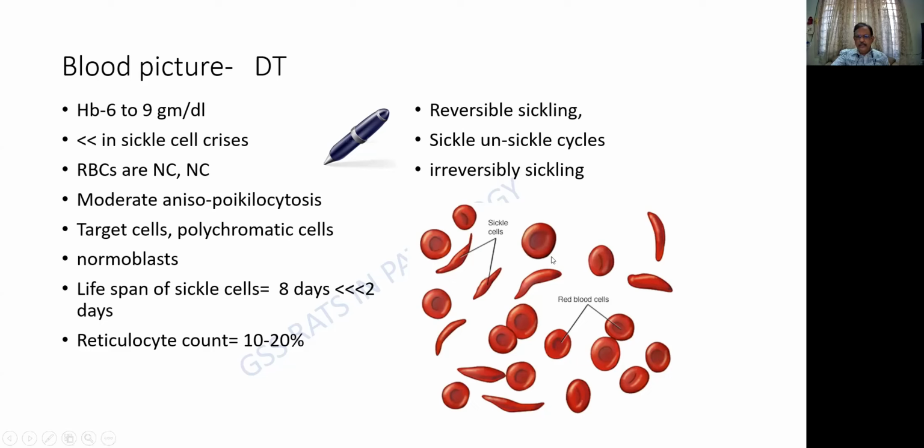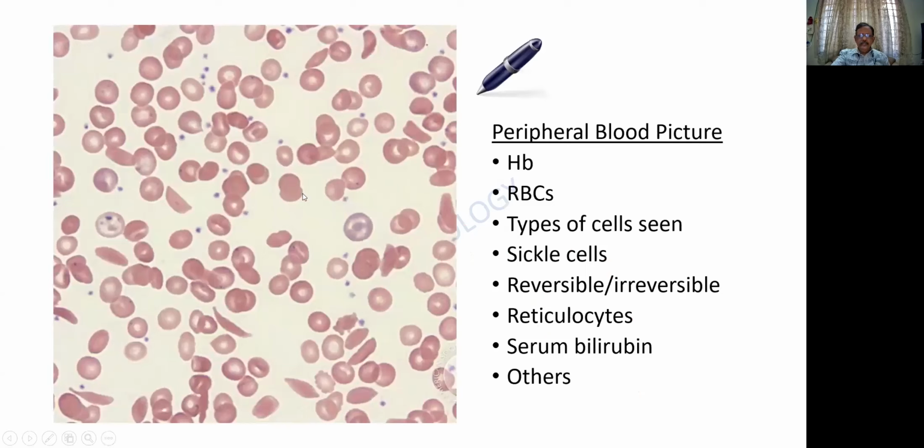Look at this picture over here. Normal RBCs, and crescentic or hammock-shaped RBCs, which are the sickle cells. This is a peripheral blood picture. You will have to describe it. I've already mentioned RBCs. Look at these. They are all normocytic, normochromic. When you look at it in a bird's eye view, there is not much of an abnormality. But looking at it carefully, there are many sickle cells or crescentic RBCs.